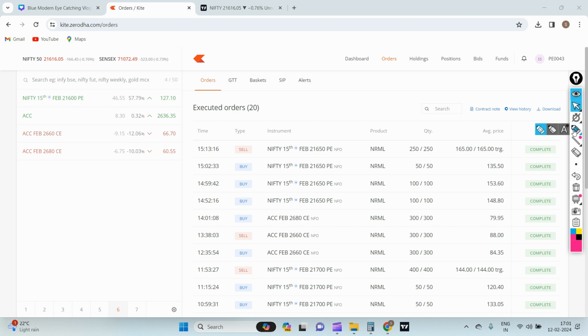In the afternoon session, I took the 21,650, where I had initially made 100 quantities and 100 quantities. I made a higher entry at 154, and then I added one lot only at 135. Cumulatively, I squared off all my positions at 165.